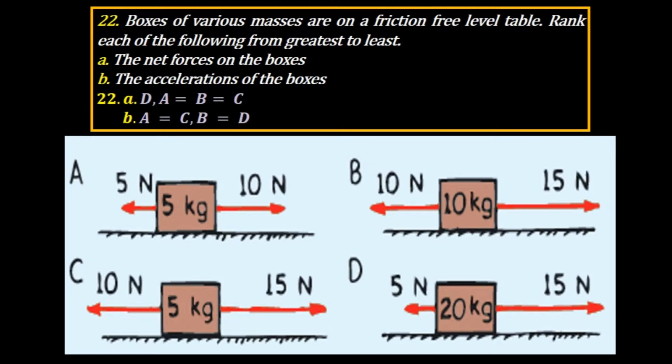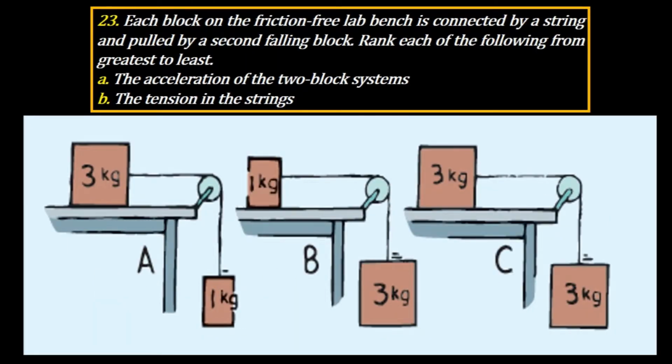So let's take this again and examine it more closely. What do you think? Well, A would be 5 over 5 is 1, force over mass. B would be 5 over 10 is 0.5. C would be 5 over 5 is 1. And D would be 10 over 20 is 0.5. So it would be A equals C and B equals D in that order.